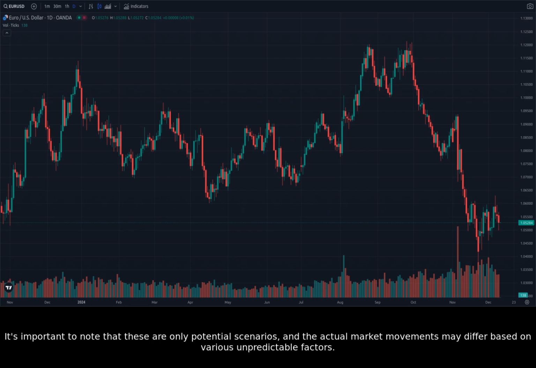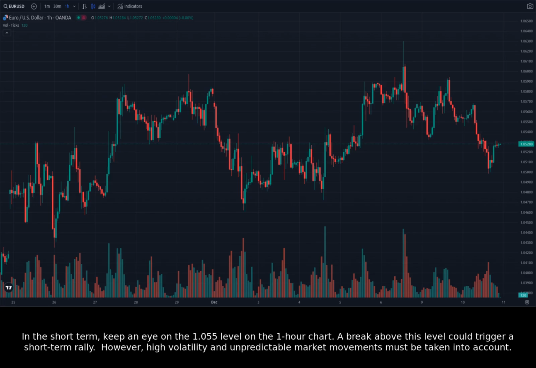on various unpredictable factors. In the short term, keep an eye on the 1.055 level on the 1-hour chart. A break above this level could trigger a short-term rally. However, high volatility and unpredictable market movements must be taken into account.